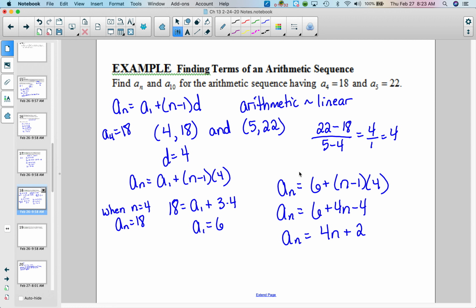Now, notice that we were also asked to find a sub 10. So be careful when you're doing these problems that you look and check, did I answer the whole question? Because you're not done yet. So now we need to find a sub 10, but that's easy to do because we can just plug a 10 in and we get 42. And now we're done.